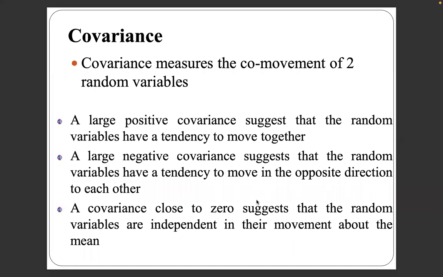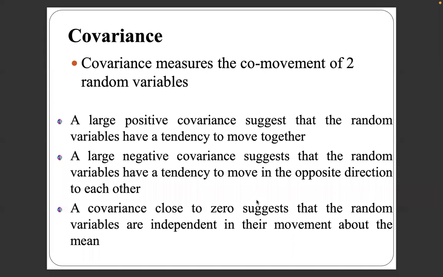A large negative covariance suggests that the random variables have a tendency to move in the opposite direction. So if you receive a negative covariance value, it means one stock is increasing and the other one is decreasing. They move in opposite directions. Positive in the sense they are moving in the same direction: when increasing, both are increasing; when decreasing, both are decreasing. But negative covariance in the sense they move in opposite directions. When one stock price is increasing, the other one is decreasing.